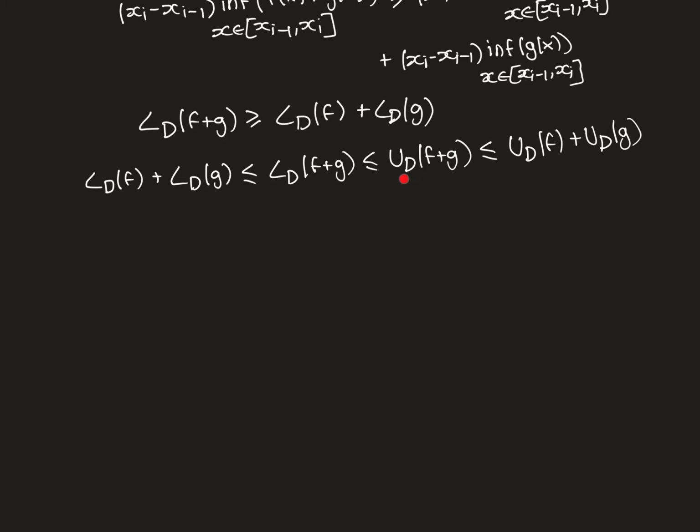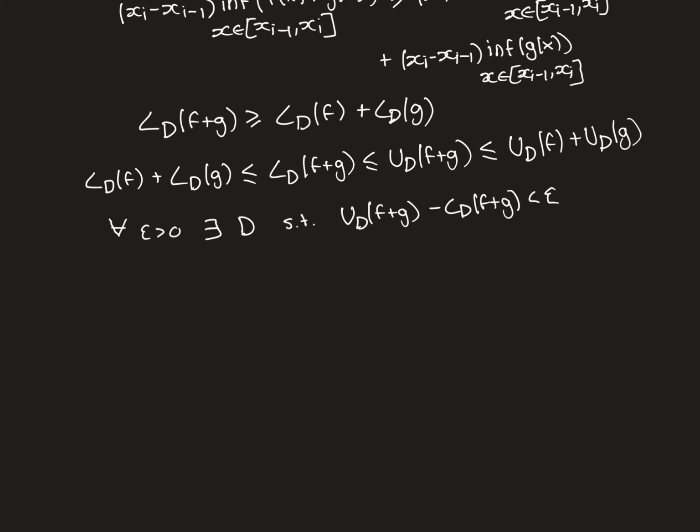And we are going to use this inequality to prove that the function f plus g must be Riemann integrable using the Riemann integrability criterion. So to prove f plus g is Riemann integrable using the Riemann integrability criterion, we must show that for all epsilon greater than 0, there exists a dissection D such that the difference between the upper Riemann sum and the lower Riemann sum is less than epsilon.